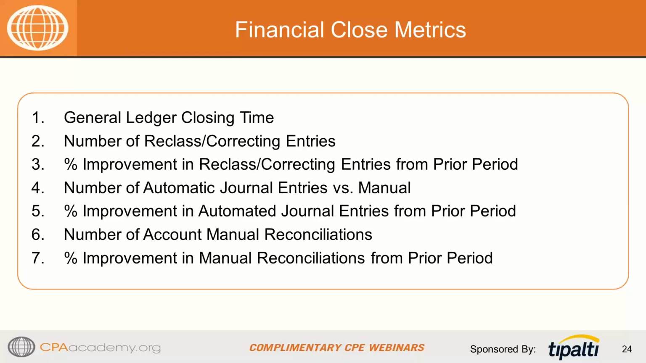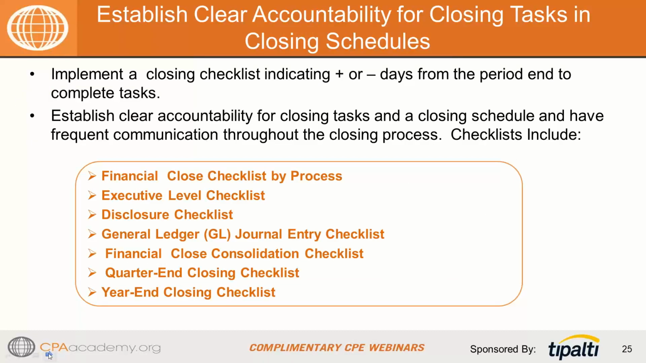Number of automatic journal entries versus manual, and how you've improved in those automated journal entries from the prior period, number of manual account reconciliations, and of course the last one is the percentage of improvement in manual reconciliations from the prior period. And we can add things to this list like variance improvement, again, time to complete reconciliation, and it can be a very lengthy list, but those are some of the ones that a lot of companies are taking a look at.